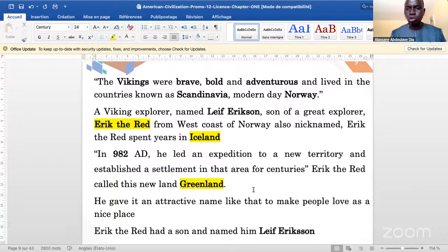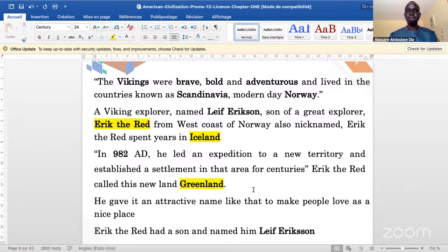I have not yet talked about Leif Erikson. Leif Erikson is the son of Erik the Red. Let us talk about the work of his father first. His father navigated. He explored the territory. He occupied Iceland.